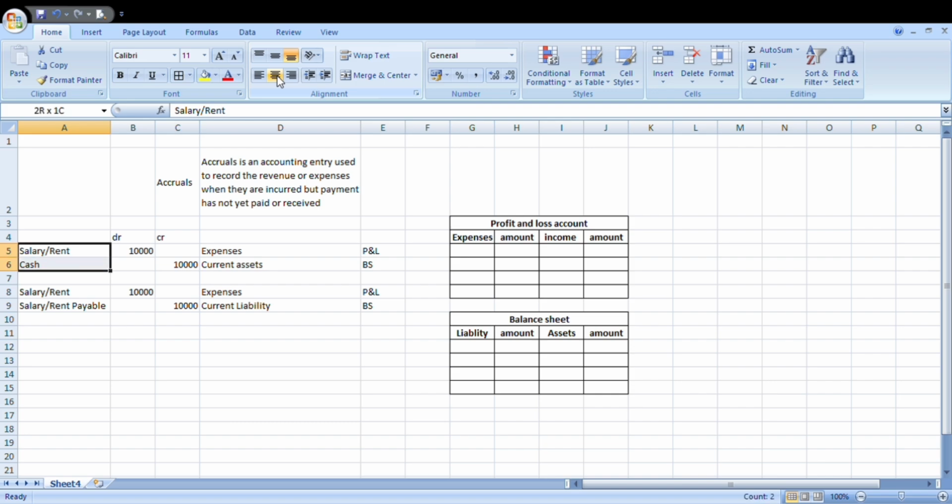So what is the first entry? I will show this is not an accrual entry, but how this will impact our P&L and balance sheet. What is salary? Expenses. The heading you can see is expenses. So the salary element comes under P&L. What would be the amount? The amount is 10k.